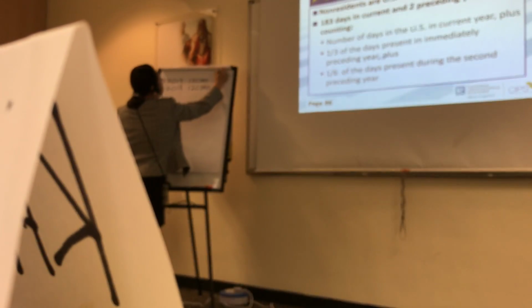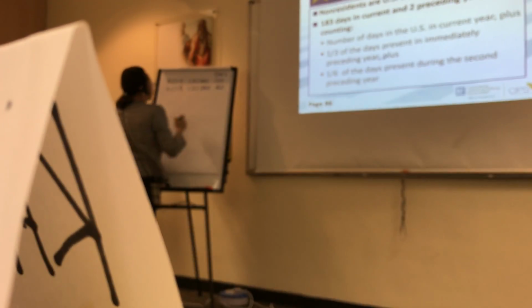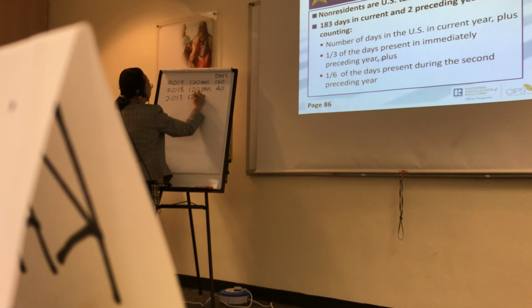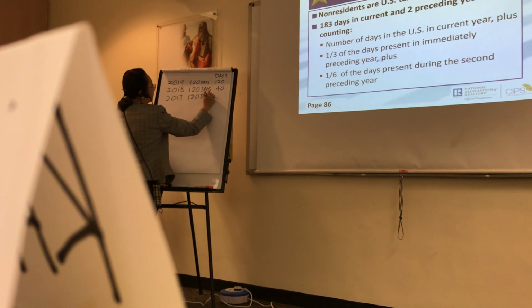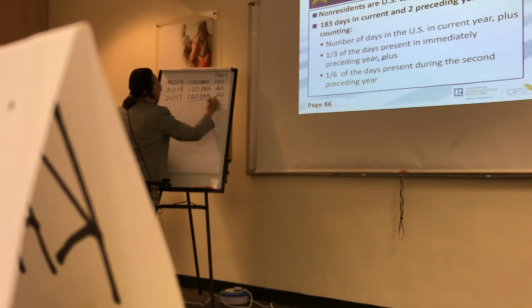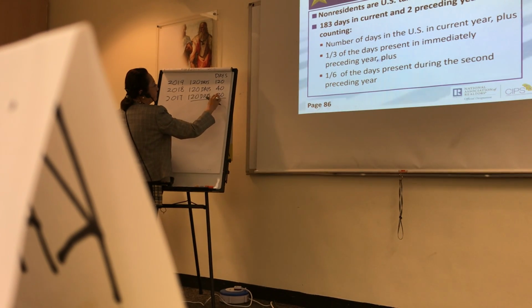These are the days of the 3 years. Then they may go back 1 more year, it's a 3-year thing. In 2017, this person also stayed 120 days. 1/6 of it is 20 days. So how do they add it up? 120 plus 40 plus 20, 180 days, precisely.